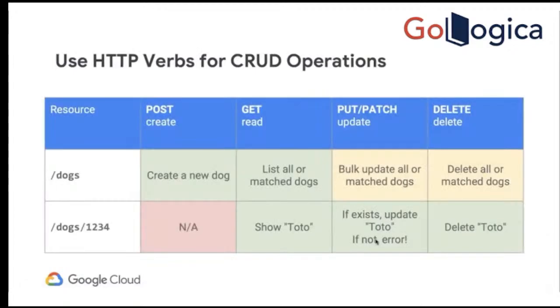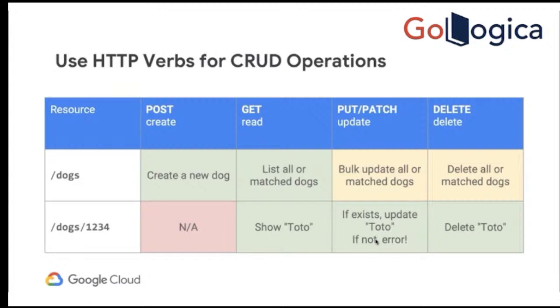And this is what we discussed some time back. Here we are using HTTP verbs for the create, update, and delete operations. For example, for the resource type slash dogs, if we use post, it will create a new dog. If we do a get, it will retrieve all the matching dogs. If we do put or patch, it will do a bulk update, because it is slash dogs and we are not specifying the dog identifier, so it will update all matching dogs. And delete will do a bulk delete.